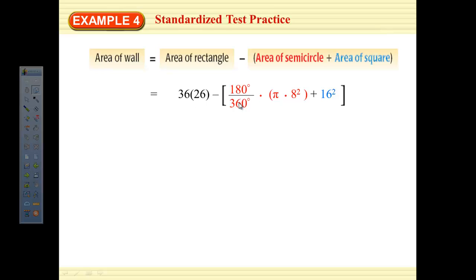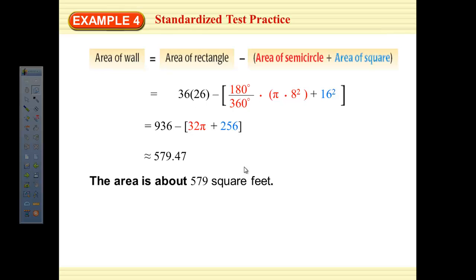So this, they did 180 over 360, but we could recognize that as 1/2, I hope. If we calculate all this, 936 minus 32 pi plus 256, we get 579.47, which I believe is what I got. Yep, 579.47. Okay.